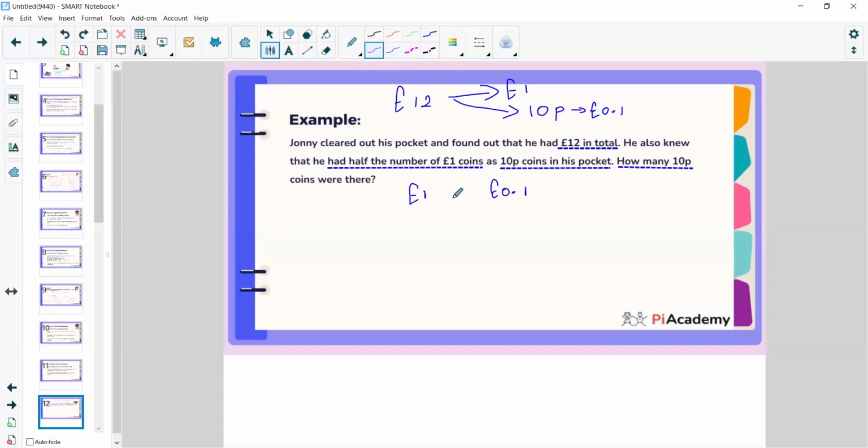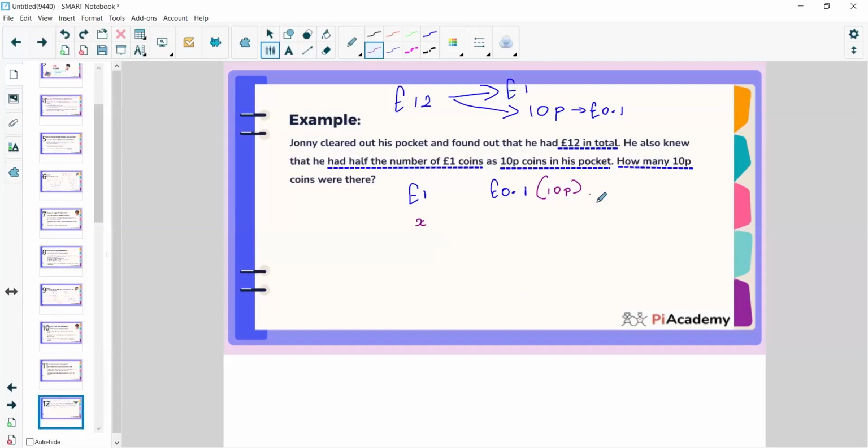Okay. And what is given? He had half the number of 1-pound coins as 10p coins. So this is 10p, isn't it? So what if the number of 1-pound coins is x? Can anyone tell me how many 10p coins does Johnny have in terms of x?